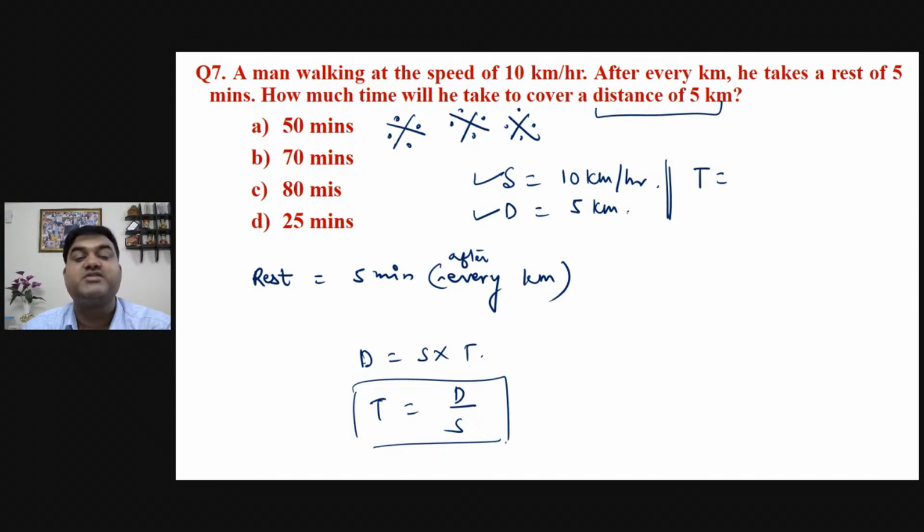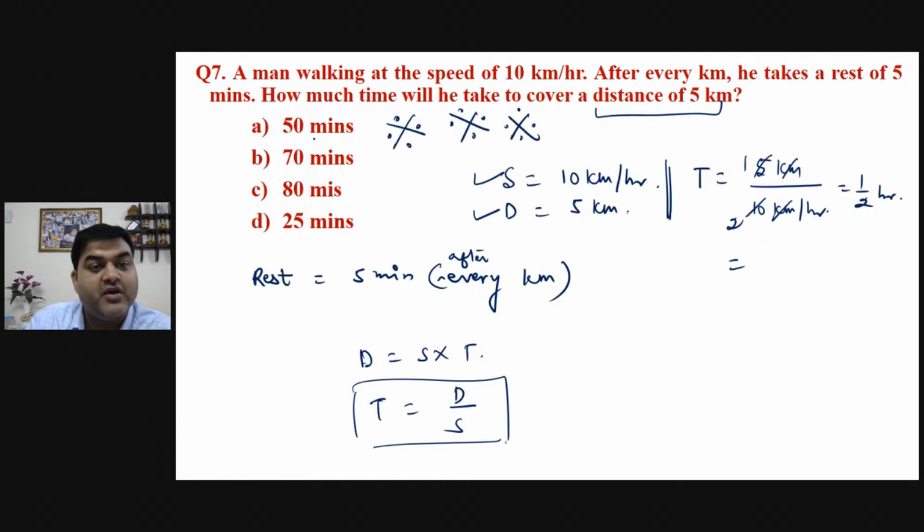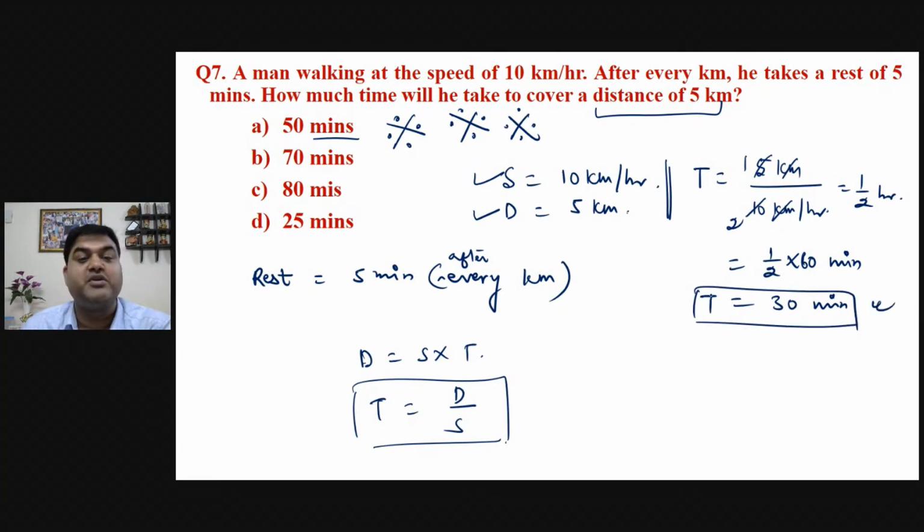So time is equal to distance by speed, right? Distance is 5 kilometer and speed is 10 kilometer per hour. That means 1 by 2 hour, right? So half an hour it will take. If you look at the options, they are given in minutes. So try to change this hour into minutes. So can we write 1 by 2 into 60 minutes, right? That is 30 minutes, correct? So time we have got as 30 minutes.